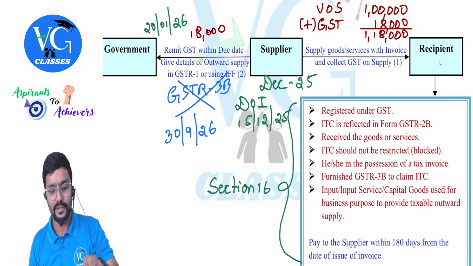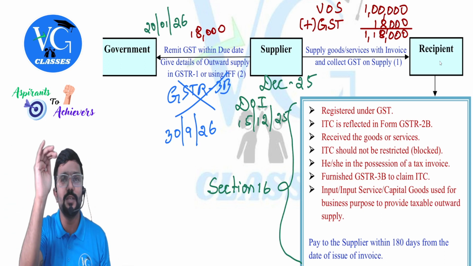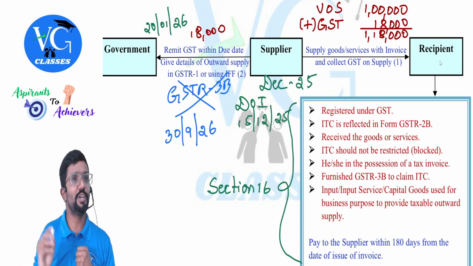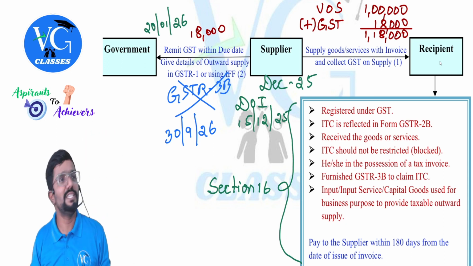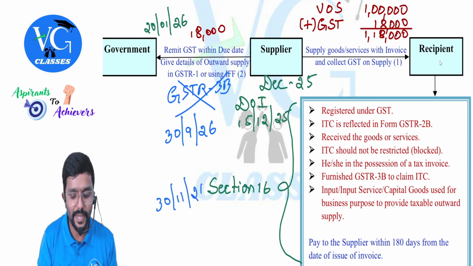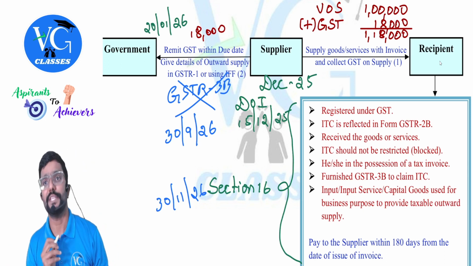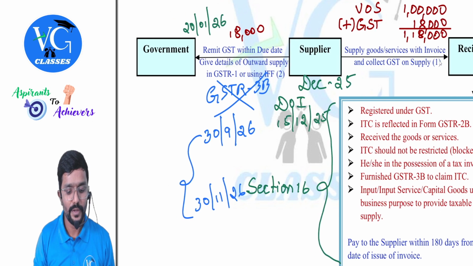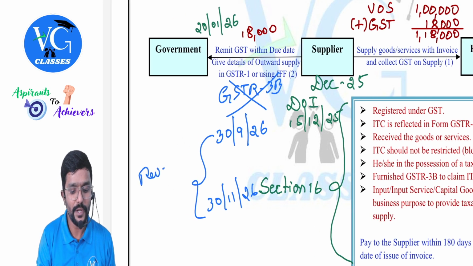Now the department is calling the recipient, please come here. The recipient went obediently. They told, your supplier didn't file GSTR 3B, so please reverse the credit. Within what time? Within 30th November 26. Within this time, it has to be reversed, guys. It has to be reversed.